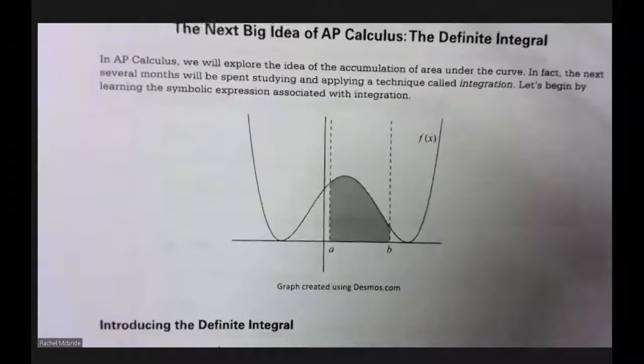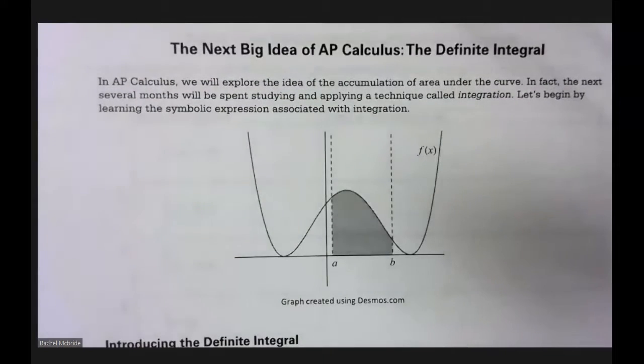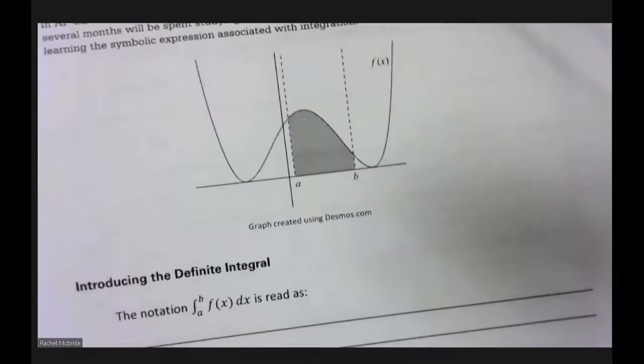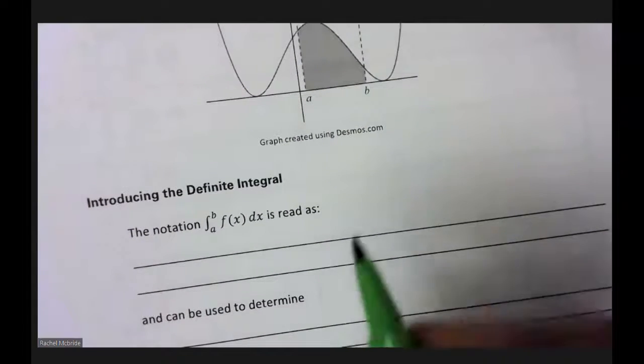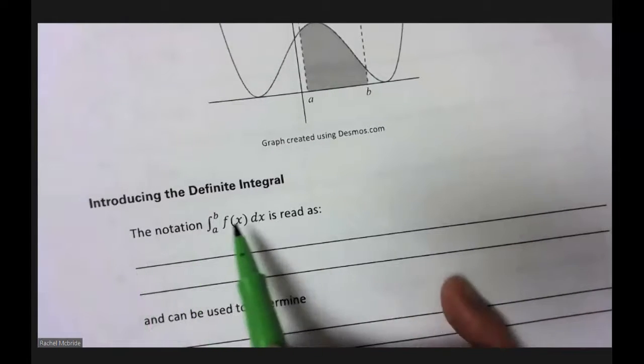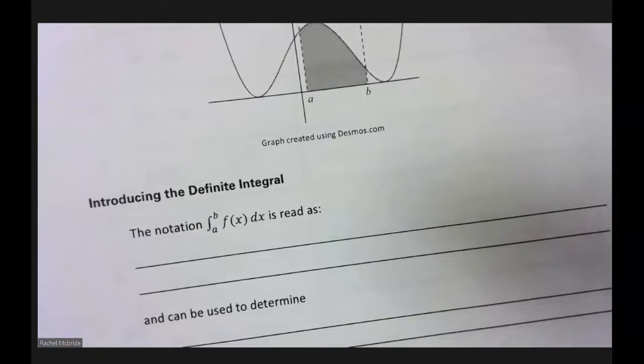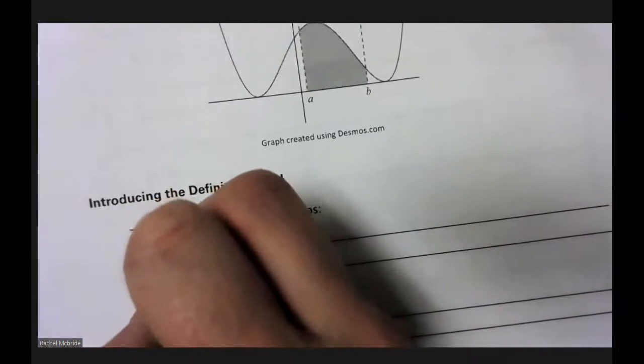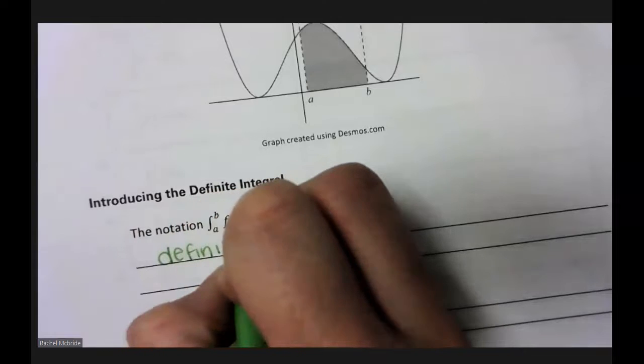Alright, so like I said, we've moved into integration. Integration is the second half of calculus, and we have explored area under a curve. So we're going to spend the next couple weeks and months looking at area under the curve, and we talked about its notation. Understanding notation is a really important part of understanding calculus. So the notation for this is read as the definite integral.